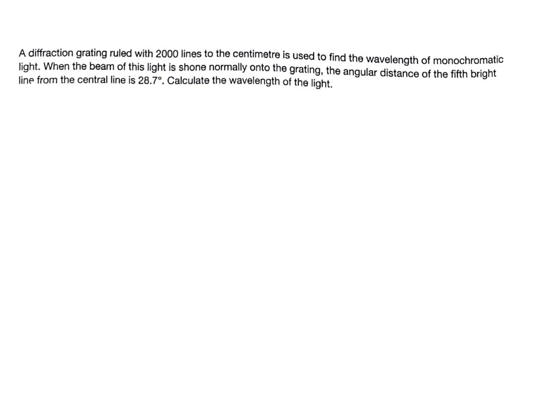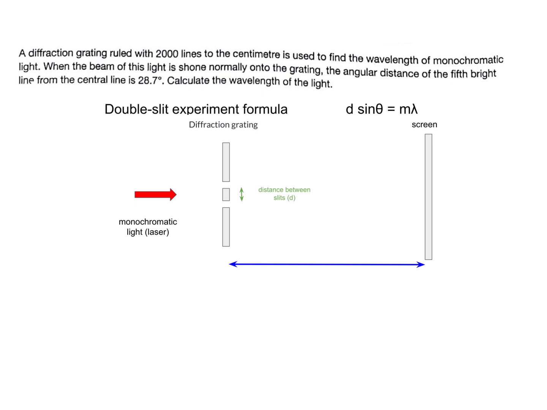So firstly, sketch a diagram. Sketch where the diffraction grating is and the screen, and then draw in our normal, a line measured at right angles from the center of the diffraction grating to the screen. We know the central bright spot will be in the center there, and here's our first order, second order, third, fourth, and fifth order bright spot, and the angle between the normal and the line that joins the center of the diffraction grating to the fifth bright spot is 28.7 degrees. We're trying to find lambda.